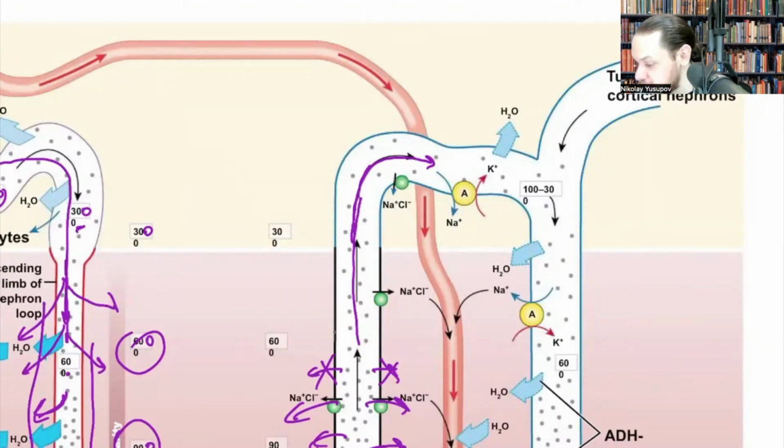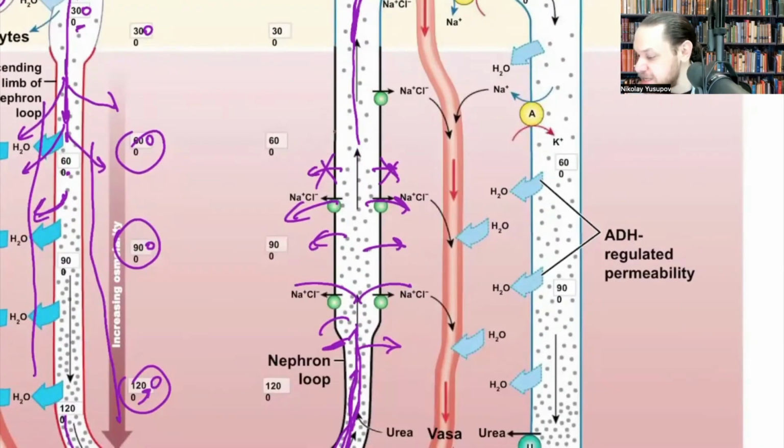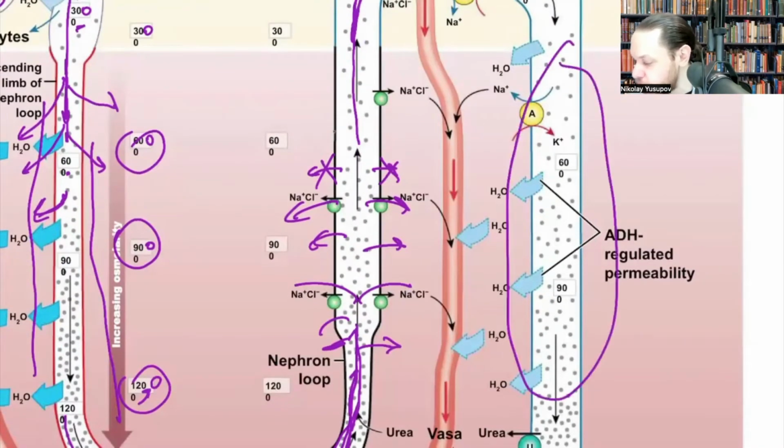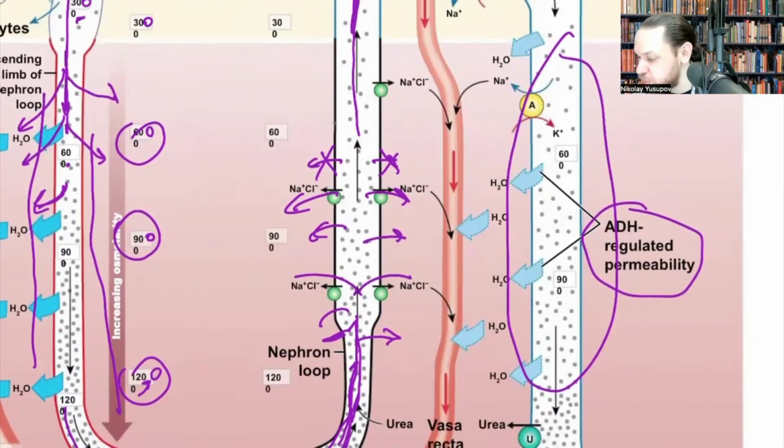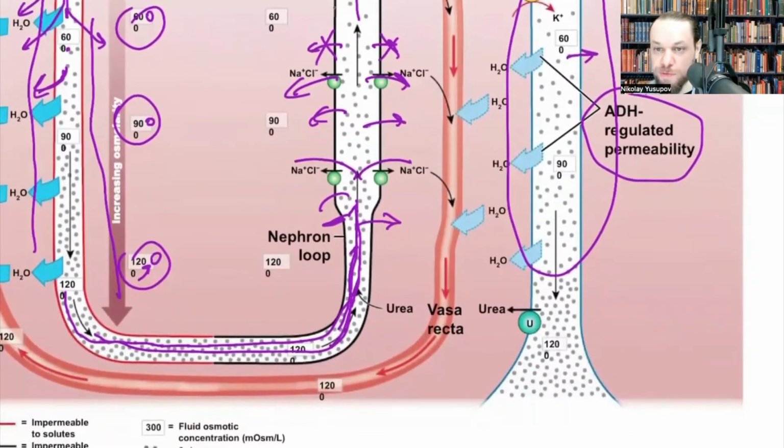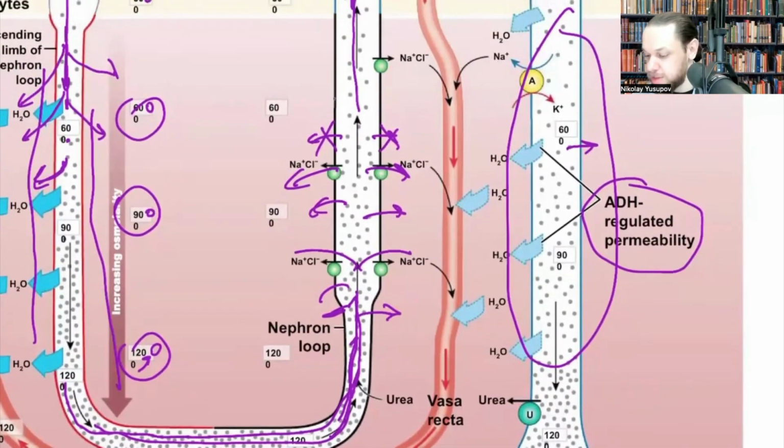So as it comes up here, this part of the nephron is permeable to water only if you have ADH present. If you have ADH present, then the water can move out. If there's no ADH present, no fluid can move out. So in this part, both solutes and fluid can move out, in this part only solutes can move out, and this part is under the mercy of ADH.